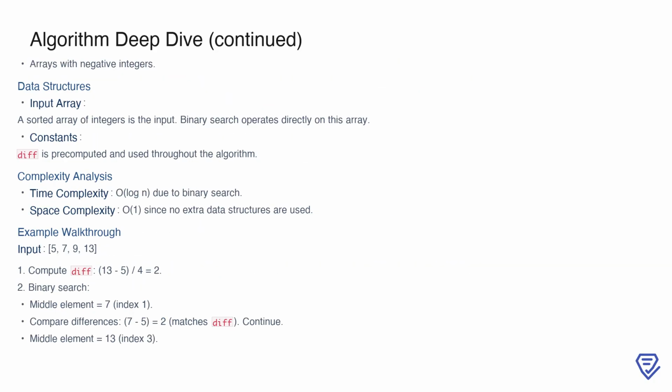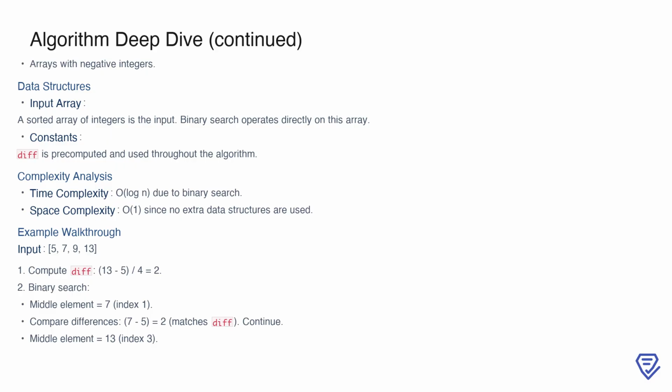When handling edge cases, we ensure that our algorithm works for scenarios such as a missing number at the start or end of the array, or when the array contains only two elements. It also handles arrays with negative integers seamlessly, as the constant diff applies universally to both positive and negative numbers.